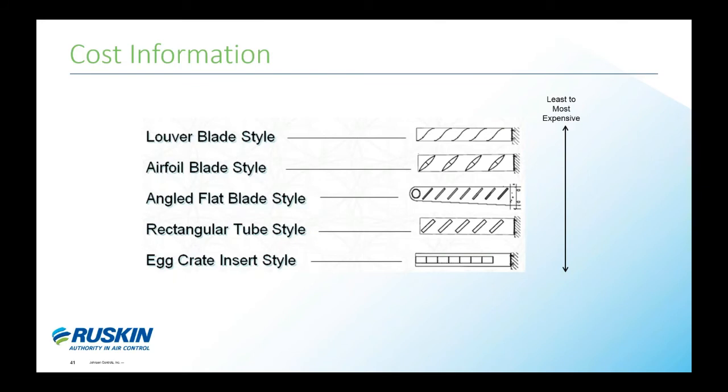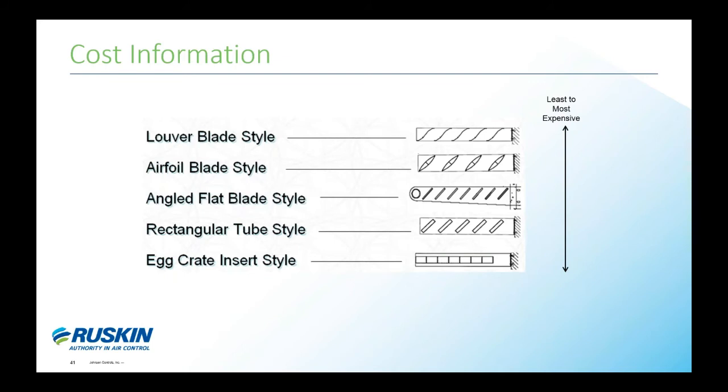The louver blade styles are typically the least expensive, and the airfoil are typically the most expensive. So the louver blade at the top is your least, and your airfoil is the most at the bottom. This shows the angle flat blade style in the middle because it is taking into account the supports that will be required with that weak of a blade. Since outriggers will have to be spaced so close together, the sunshade is going to be more expensive due to the added material costs.